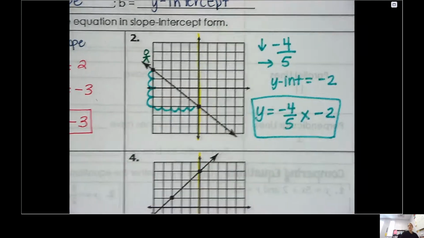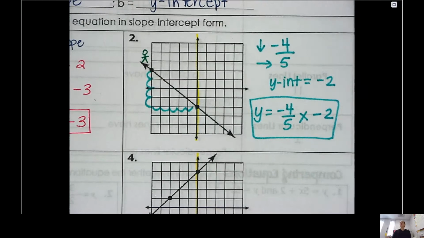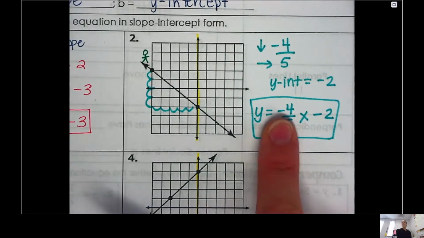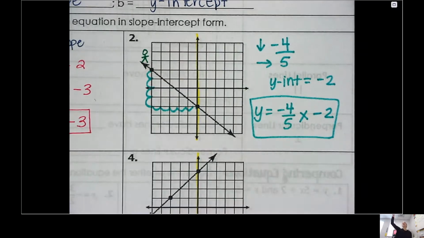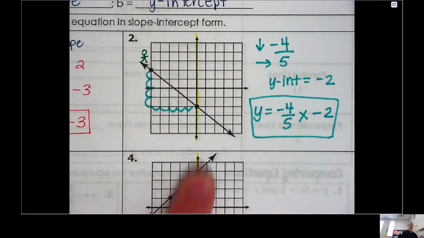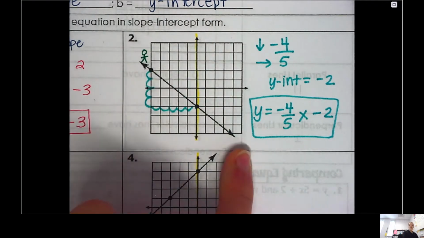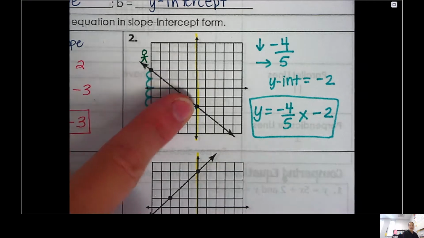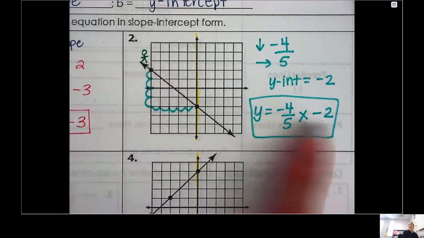There's the full equation. So if you're going down a hill, your equation better have a negative sign in it. If you're going up a hill, they better both be positive. Negative 2 is, if you look at this line right here, the yellow line, my line here crosses the yellow at negative 2. That's where this negative 2 comes from. So let's try the next one.